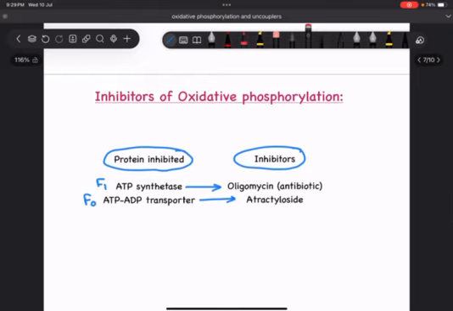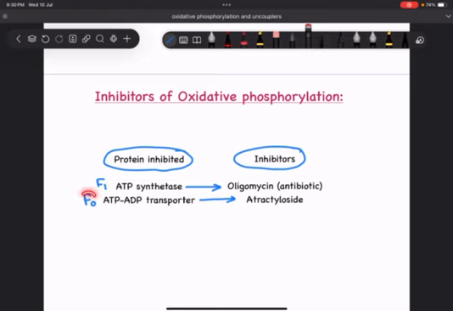Now let's talk about the inhibitors of oxidative phosphorylation. We know that complex five consists of two parts, the F0 part and the F1 part. So there are F0 inhibitors and F1 inhibitors. F0 inhibitors are the ATP-ADP transporter inhibitors. An example is atractyloside. And for the F1, the ATP synthase inhibitor is oligomycin, which is an antibiotic.